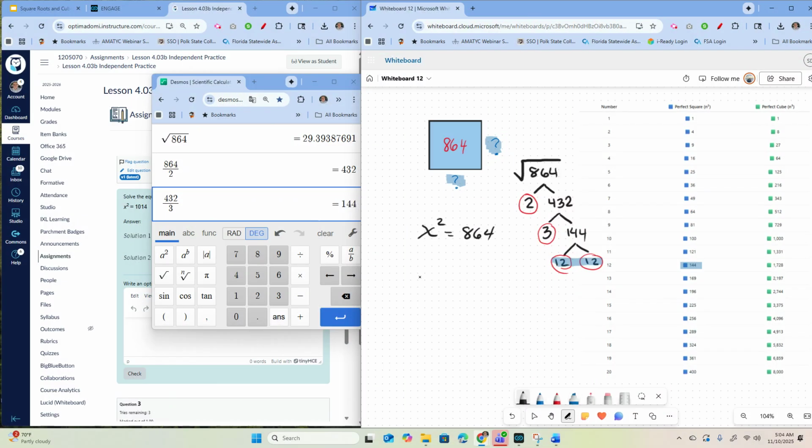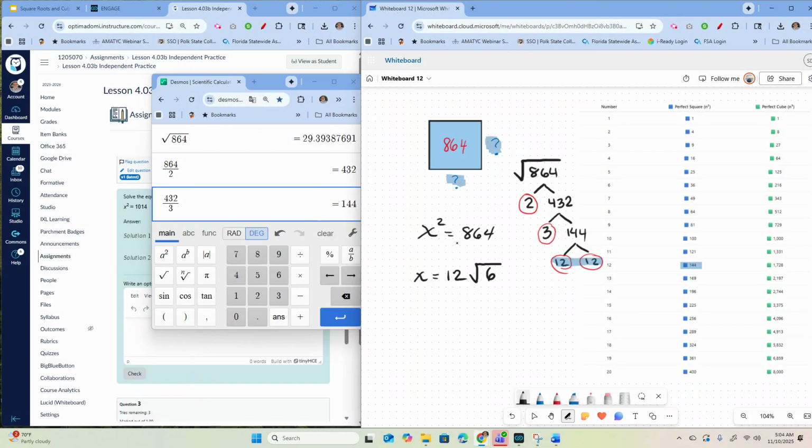So my answer here for the value of x is going to be 12 because that's the number repeated twice. And then what numbers are not repeated twice? 2 and 3. These two numbers are multiplying, so 2 times 3 is 6.